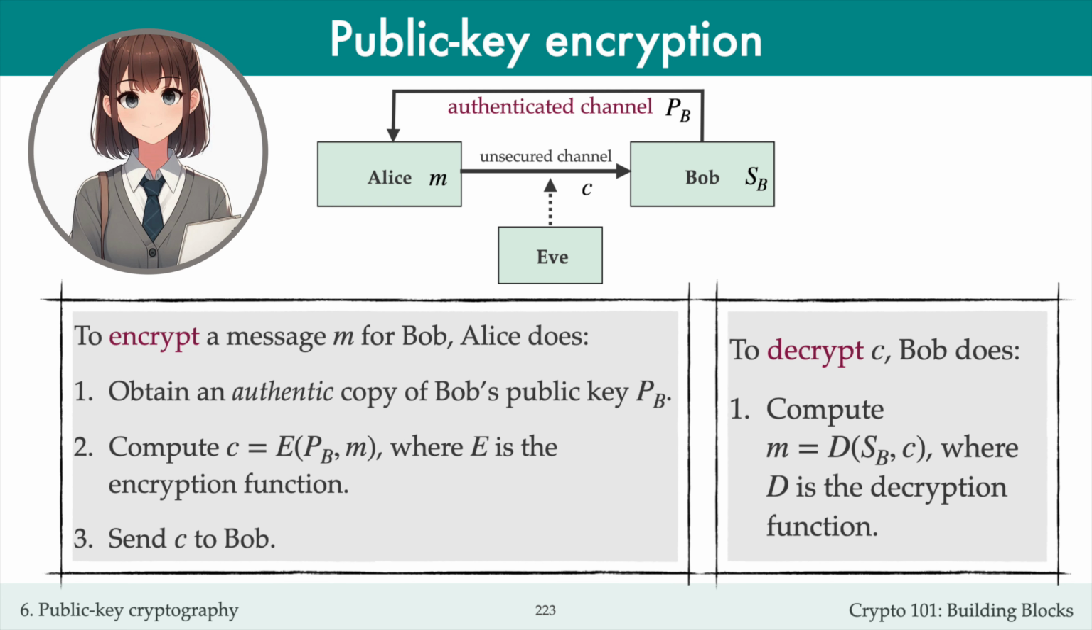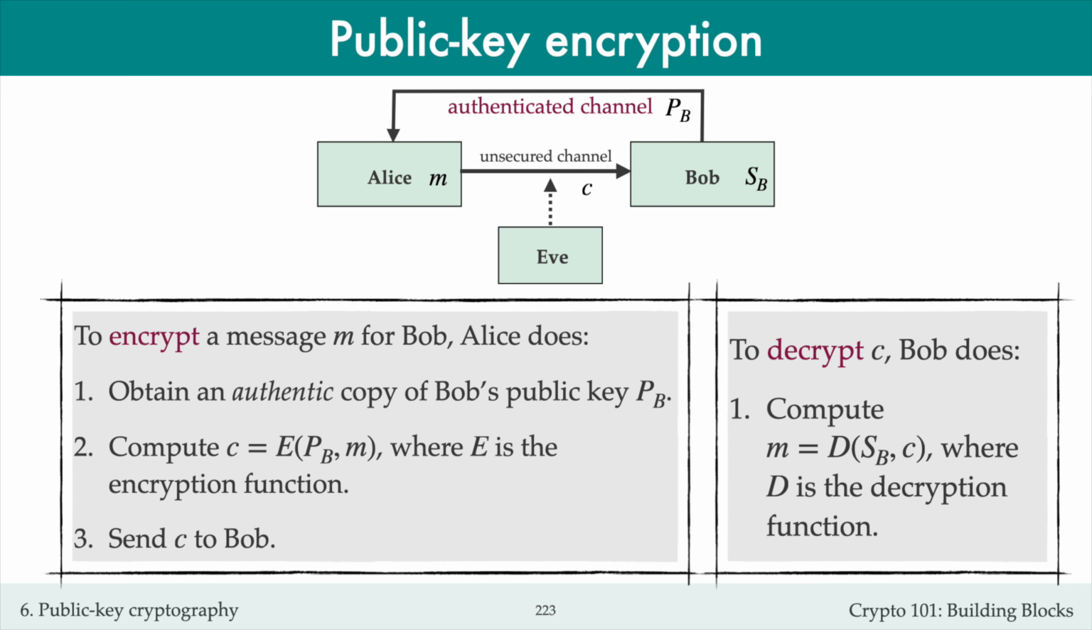A public key encryption scheme must satisfy the following correctness condition. For all key pairs PB and SB, and for all plaintext messages M, if C is the encryption of M using the public key PB, then the decryption of C using SB yields the plaintext M. An eavesdropper who sees the ciphertext C presumably cannot decrypt C to get M, because the eavesdropper does not know the secret key SB.